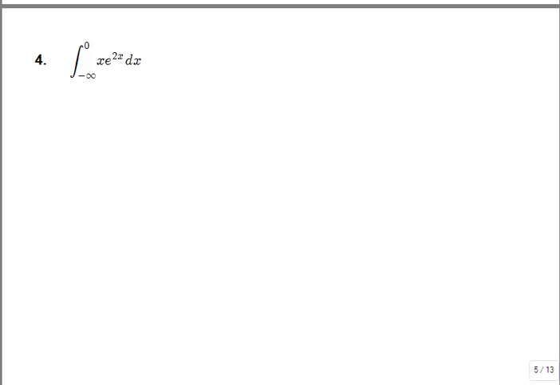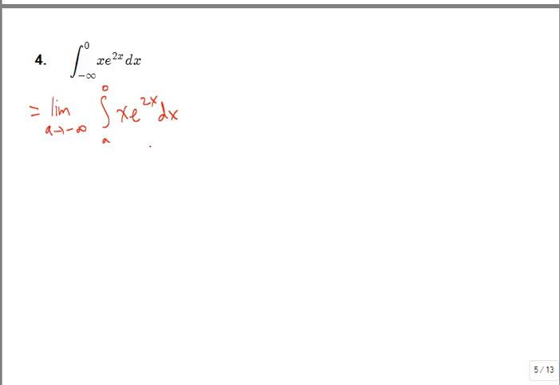Okay, on this next example, we want to integrate from minus infinity to 0 of x e to the 2x dx. So the first thing we want to notice is that we have that infinite bound in the bottom. So we're going to want to swap that out. So I'm going to use the letter a for that and take the limit as a goes to minus infinity of the integral from a to 0 of x e to the 2x dx.